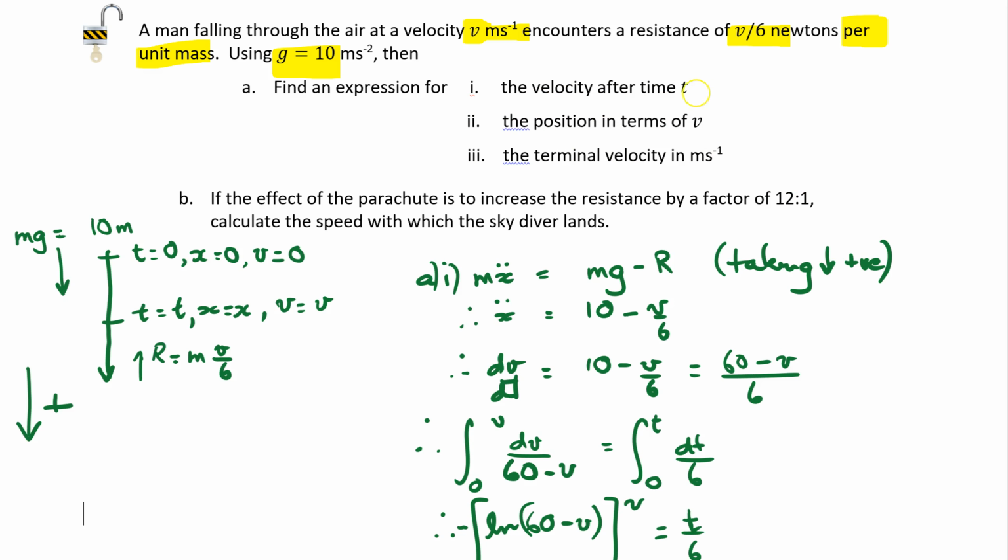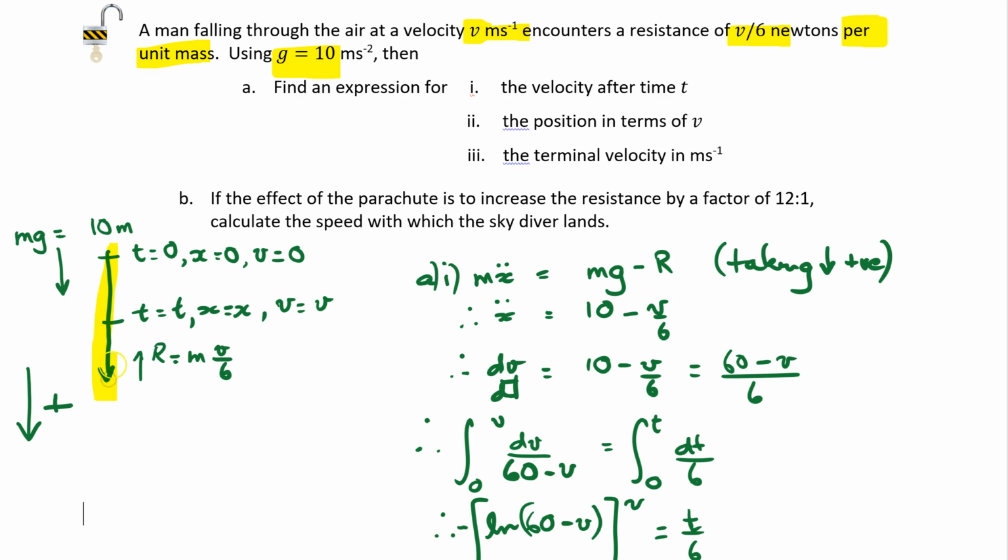Find an expression for velocity as a function of time, for position in terms of v, which means v as a function of x, and terminal velocity, which we saw is the limit as t tends towards infinity. So let's get our setup correct.